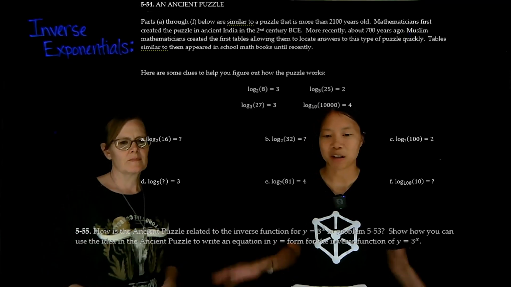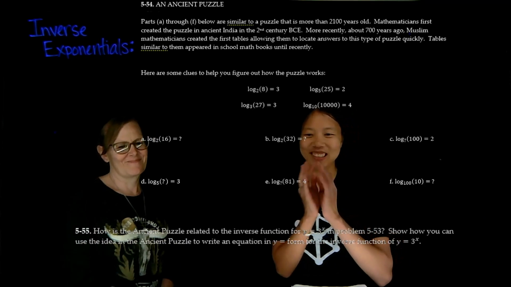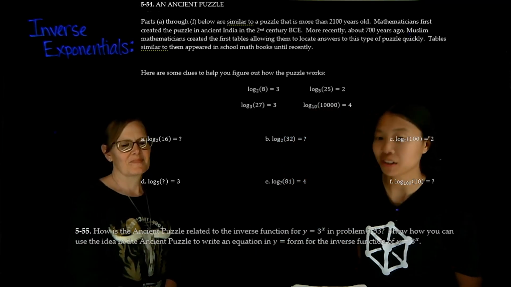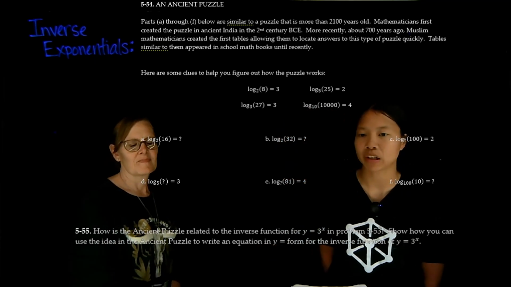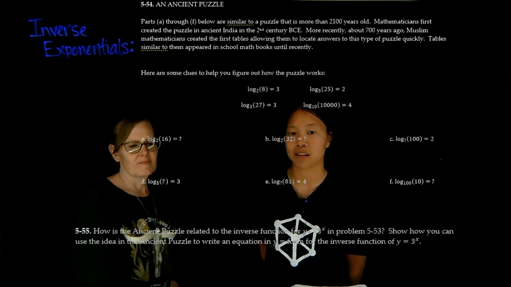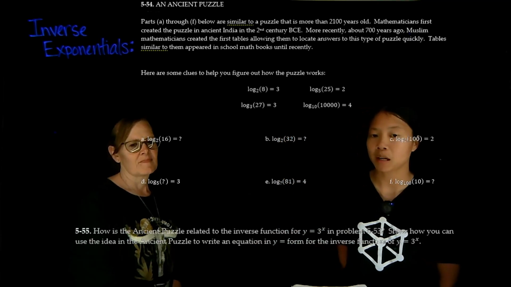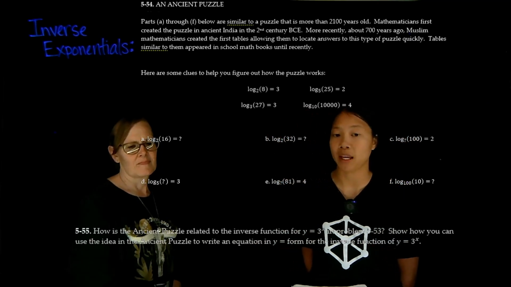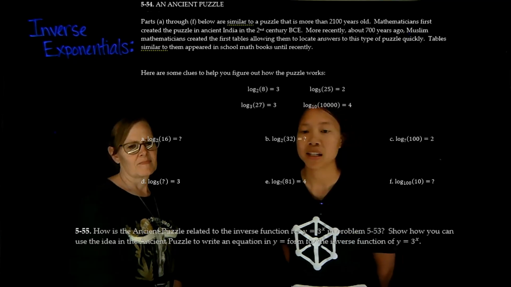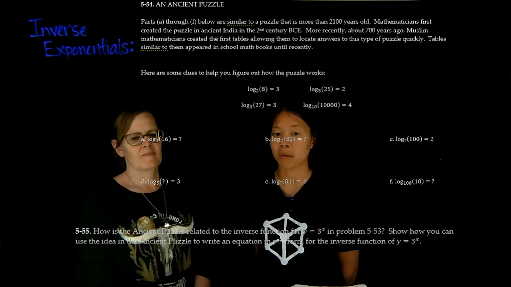Let's talk about an ancient puzzle. All right, parts A through F below are similar to a puzzle that is more than 2,100 years old. Mathematicians first created the puzzle in ancient India in the 2nd century BCE. More recently, about 700 years ago, Muslim mathematicians created the first tables allowing them to locate answers to this type of puzzle quickly. Tables similar to them appeared in school math books until recently.